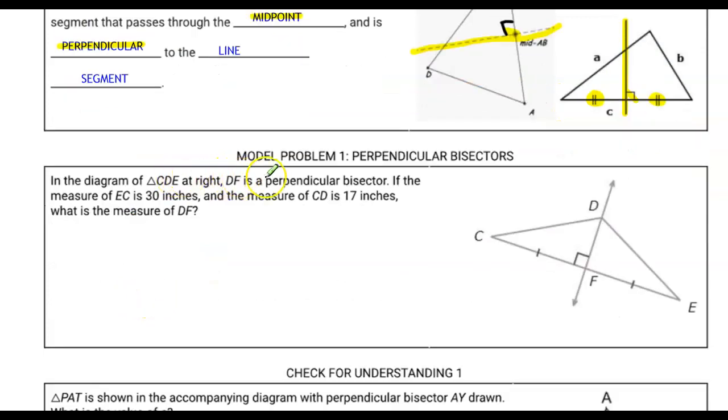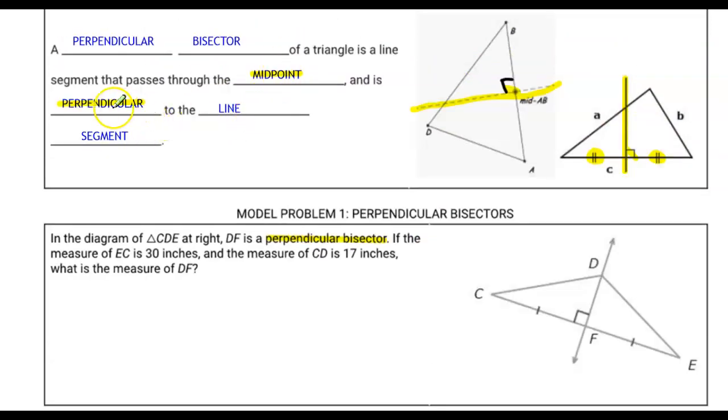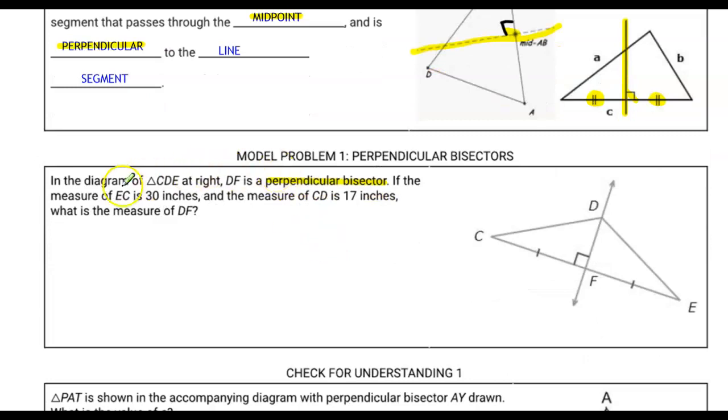In this diagram, DF is a perpendicular bisector, so it tells us right there what it is. Now we can apply these two pieces of information that we know, the midpoint and perpendicular information. If the measure of EC is 30 inches and the measure of CD is 17 inches, what's the measure of DF? Pause the video and try this one out, and then come back to see if you got it right.